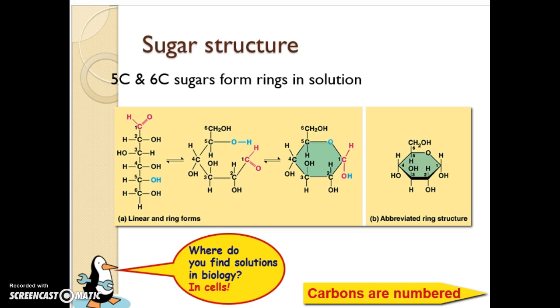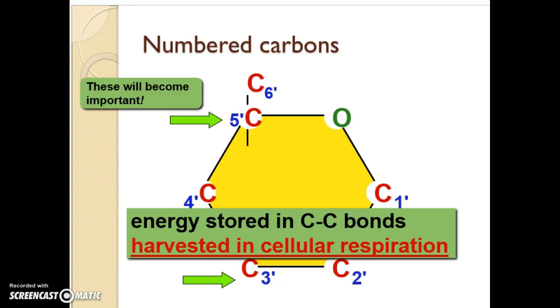Okay, so moving on here. Looking at the sugar structure, 5 and 6 carbon sugars do form rings when they're in solution, so in liquids. You can see here the linear form. And again, this is glucose that we're looking at. You can see this is the process it goes through when it's put into a solution. Before we can talk about what happens, there's another thing we need to be aware of, so I'm going to go to the next slide. So here's the next slide.